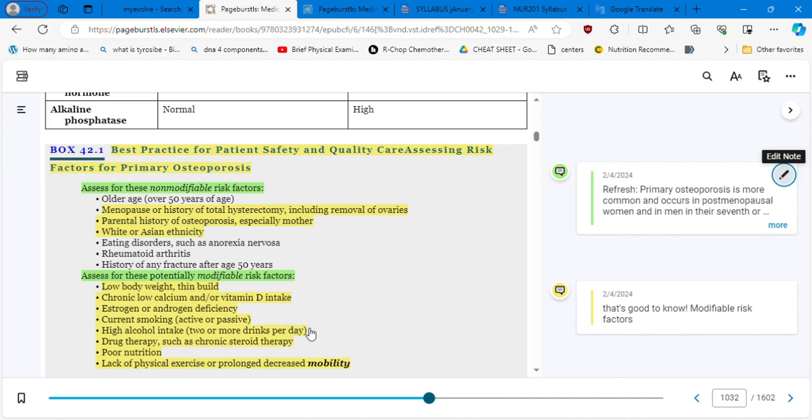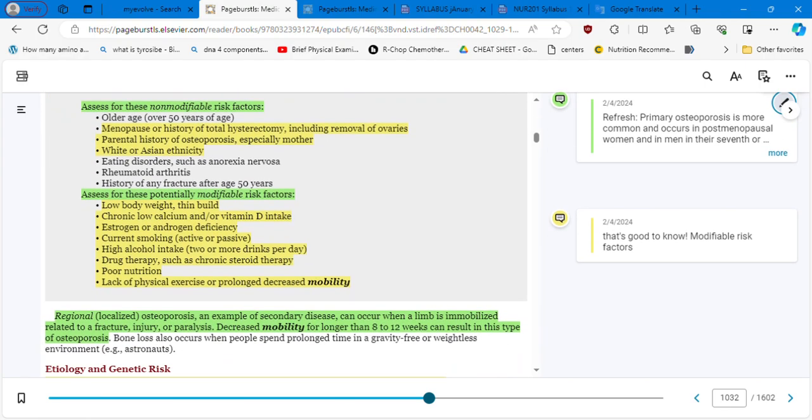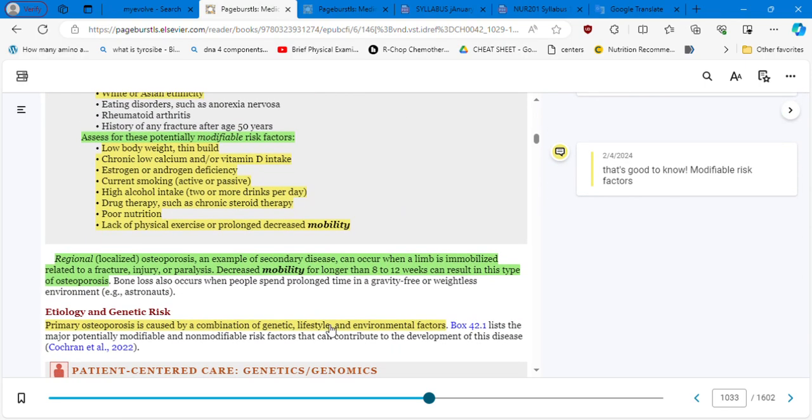High alcohol intake. In this sense, the patient can reduce the alcohol intake. You need to assess for what therapies, what drug therapies, especially steroid, what is the nutrition, lack of physical exercise, or sedentary life, right? So this is good to know. All these in yellow here are good to know. You need to breathe, live, and sleep thinking about these factors.